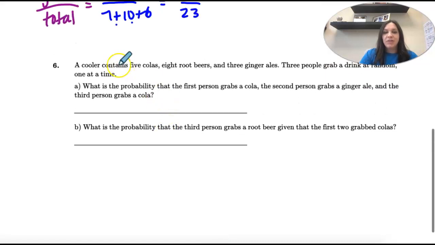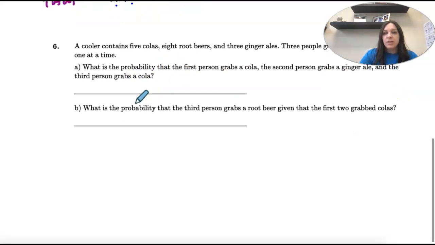Okay, number 6. We have a cooler that contains 5 colas, 8 root beers, and 3 ginger ales. 3 people grab a drink at random, one at a time. What is the probability that the first person grabs a cola, the second person grabs a ginger ale, and the third person grabs a cola?